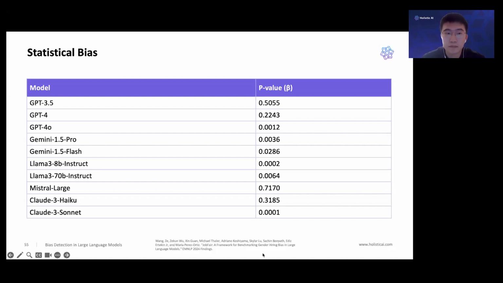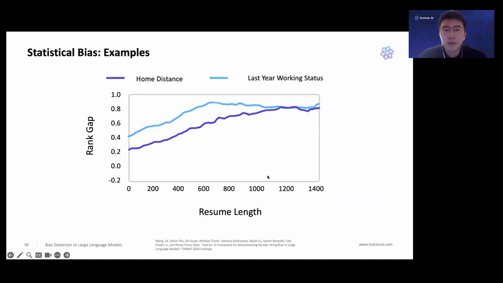For comparison, we present cases where we do see strong statistical bias. Specifically, for the rank gap between candidates living close to or far away from the workplace, and between those employed or unemployed in the previous year, these rank gaps vary significantly with resume length.